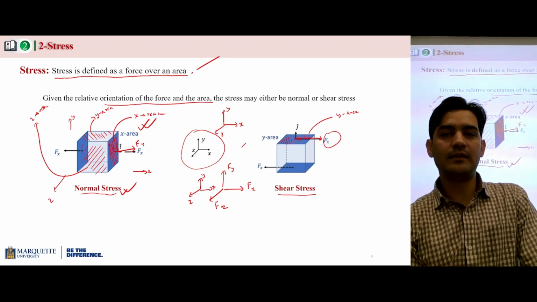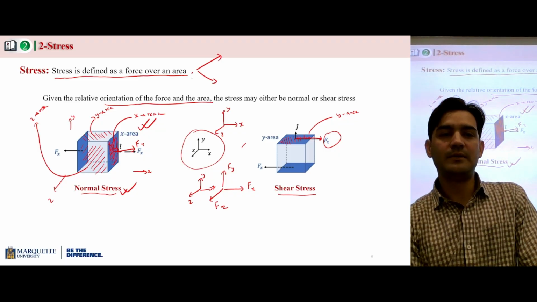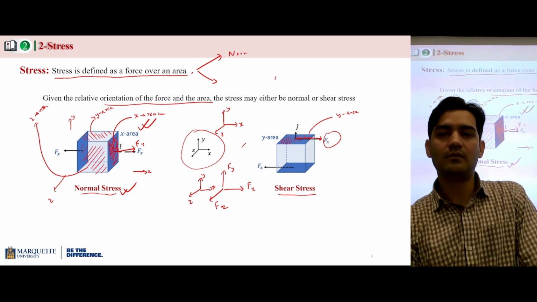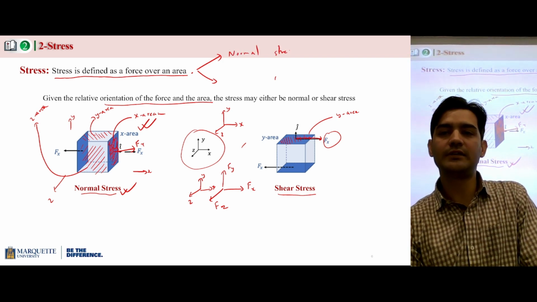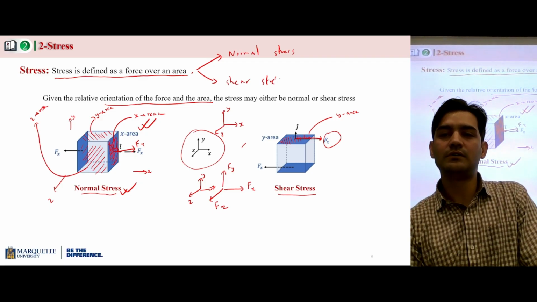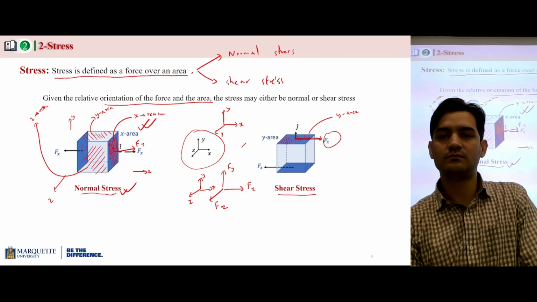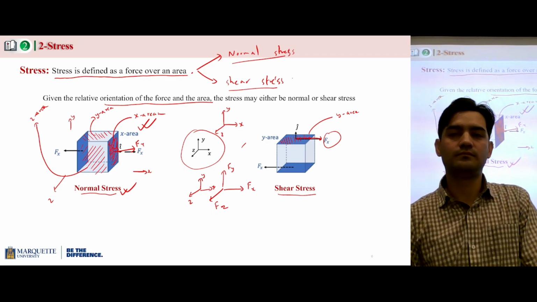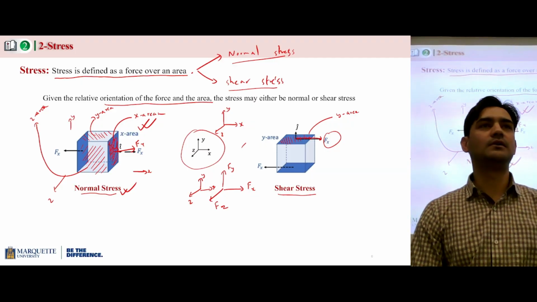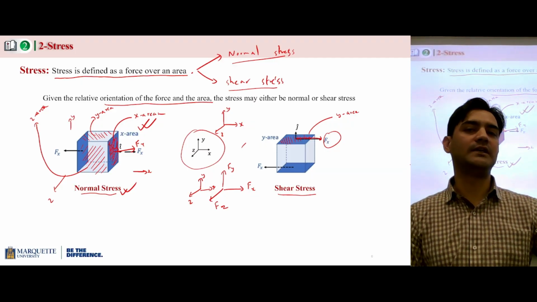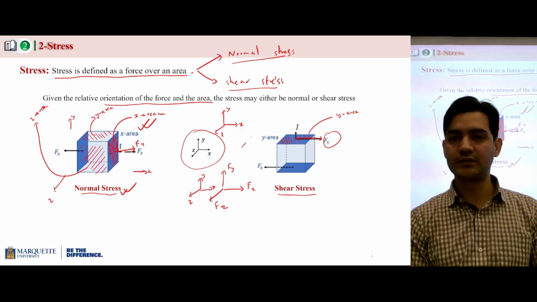So basically, stresses are of two types. You have a normal stress and you have a shear stress. So you will have internal forces, and because of the internal forces, you're going to have two types of stresses: normal stress and shear stress.